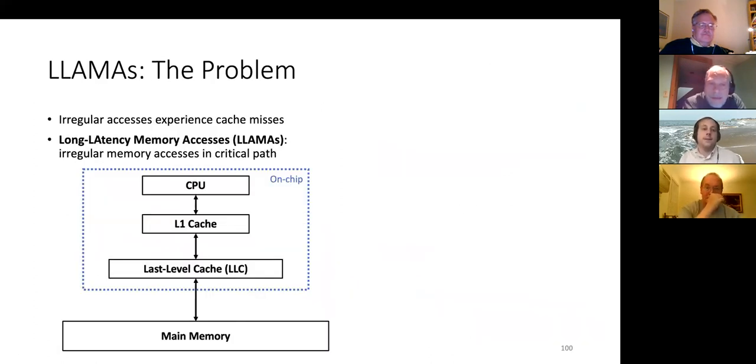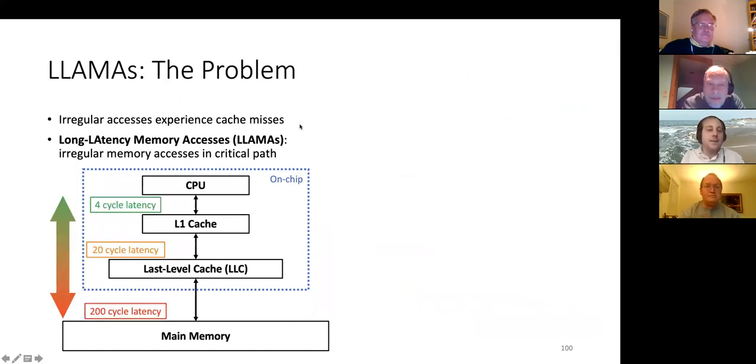So what is the problem? These irregular memory accesses have cache misses. If you think about how long it takes to access different regions of memory on a computer chip, things get pretty bad when you start missing in the caches. L1 cache is best case, about a 4-cycle latency on a lot of chips. Last level cache is about 20 cycles. Again, maybe not so bad, but main memory is 200 cycles. If you miss in all your caches, you have to go to main memory.